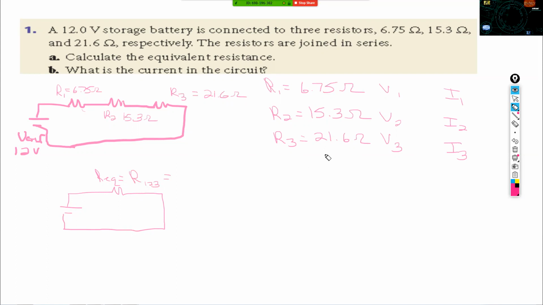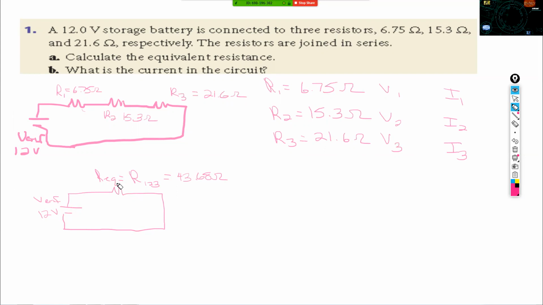Okay, in series they add up. So if you add those up, you'll get 43.68 ohms. So I could replace all three of those resistors with this one resistor, and it would work exactly the same way. So this is what we would call my equivalent circuit. Now I start working my way back and find all the missing parts.